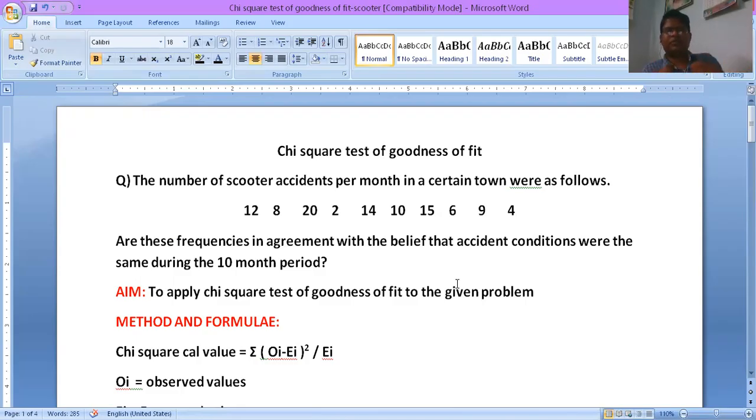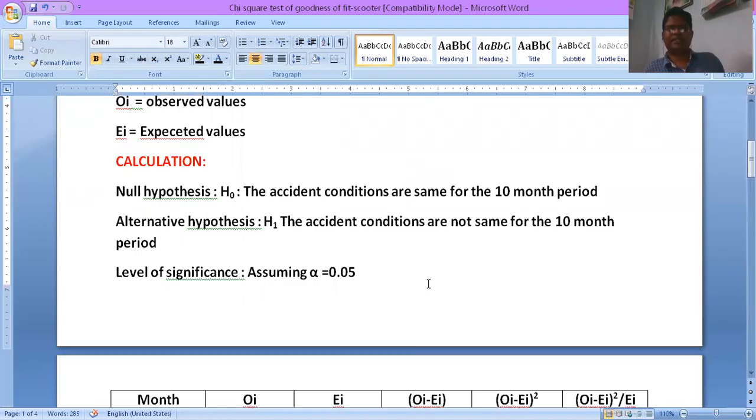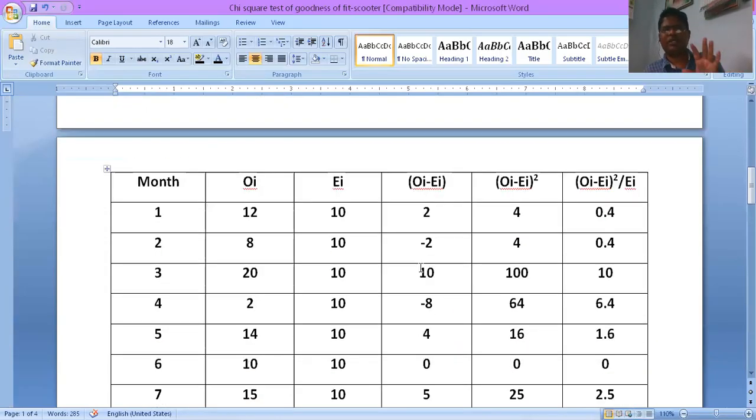So what we want to know is whether the accident conditions are different or the same. In the null hypothesis, we usually assume that accident conditions were the same. That is what we usually take in the null as a base assumption, but we want to test whether it is true or not. Accident conditions were the same, that is the null hypothesis. Accident conditions were not the same, that is the alternative hypothesis. But we have to check it at a particular level. By default, we assume alpha is 5%, and we computed the chi-square table with respect to months, observed frequencies, expected frequencies, OI minus EI, OI minus EI square, and OI minus EI square by EI.